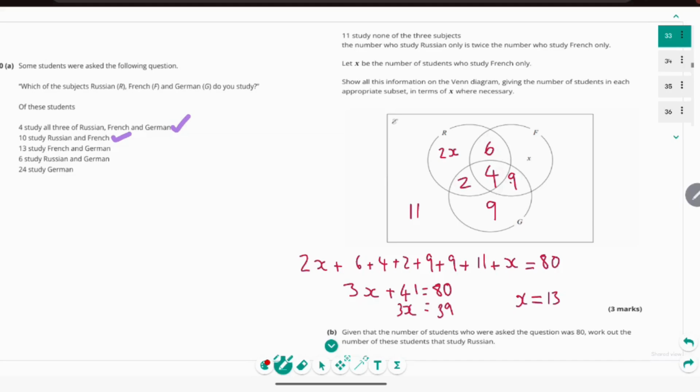So how many studied Russian? So now we know that 2x is equal to 13 times 2, which is 26. How many studied Russian? 26, add 6, add 4, add 2, which is 38.